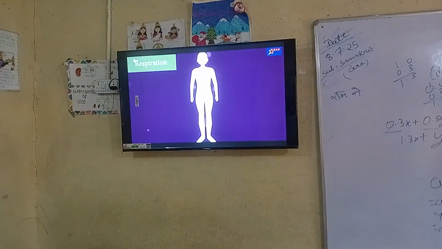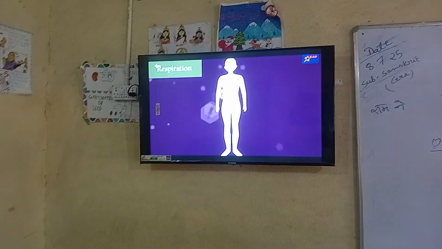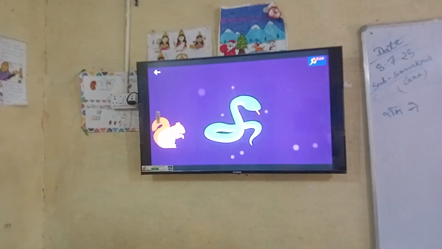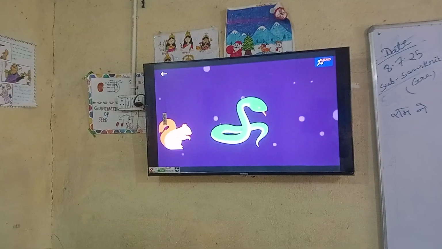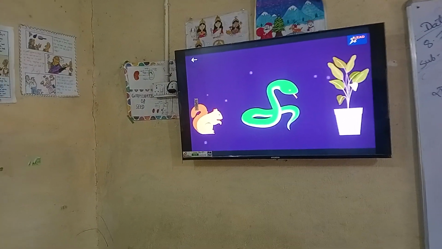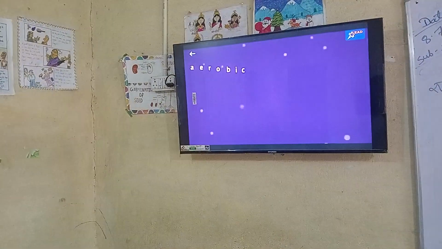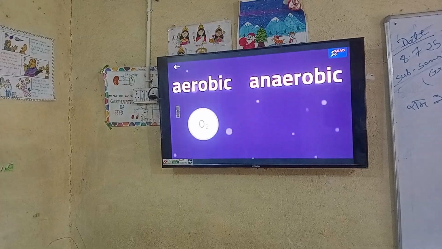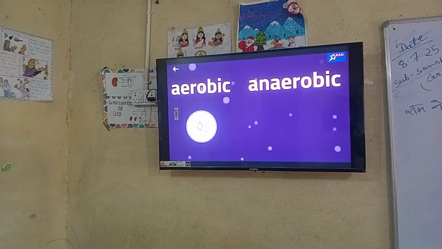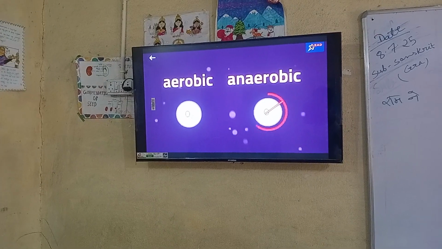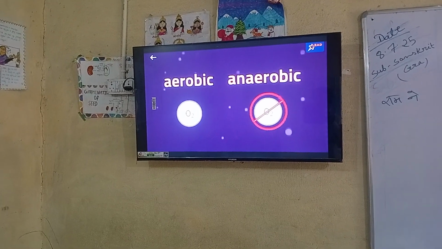Respiration is a chemical process that supplies the body with energy to perform life processes. It happens in all living cells, not just animal cells but also plant cells. There are two types of respiration, aerobic and anaerobic. Aerobic means with air and so it needs oxygen, whereas anaerobic respiration doesn't need oxygen.